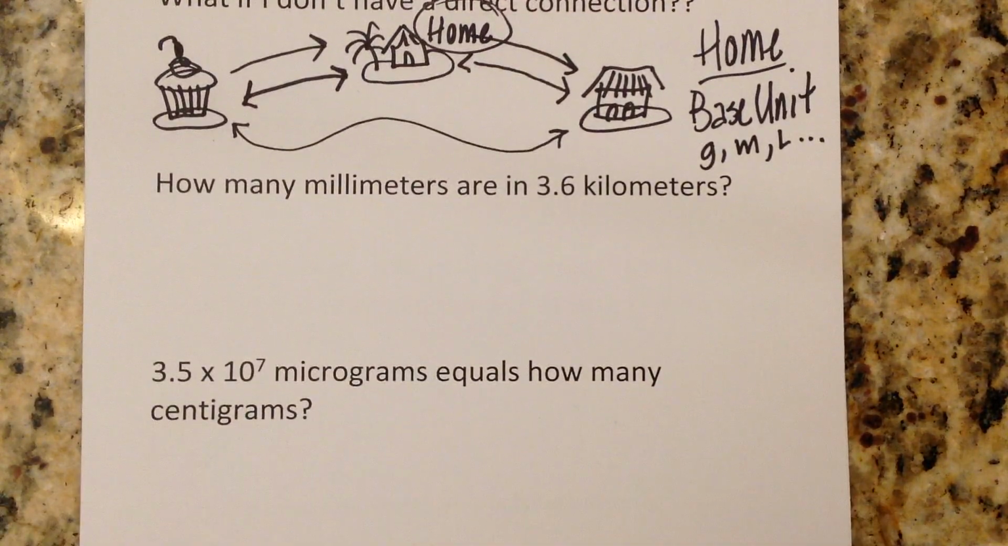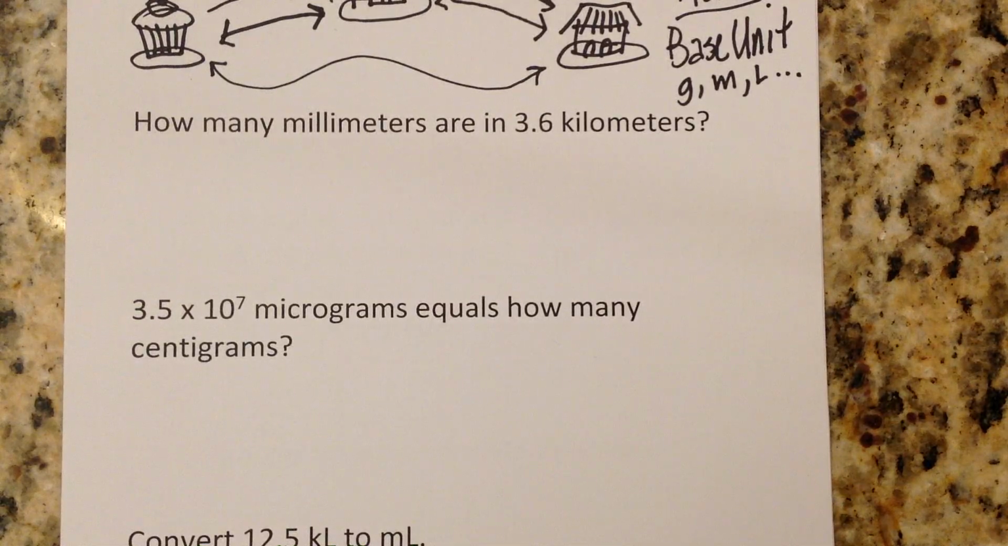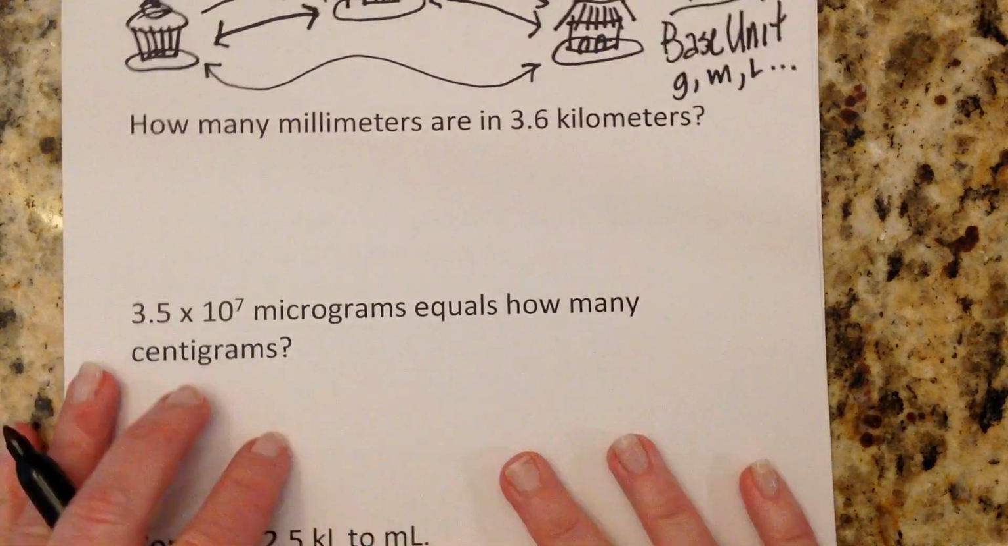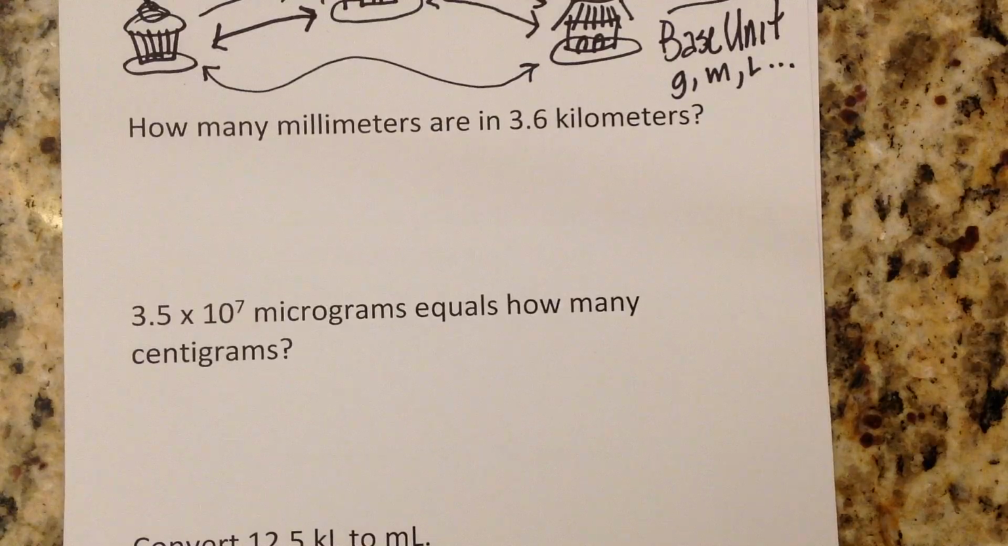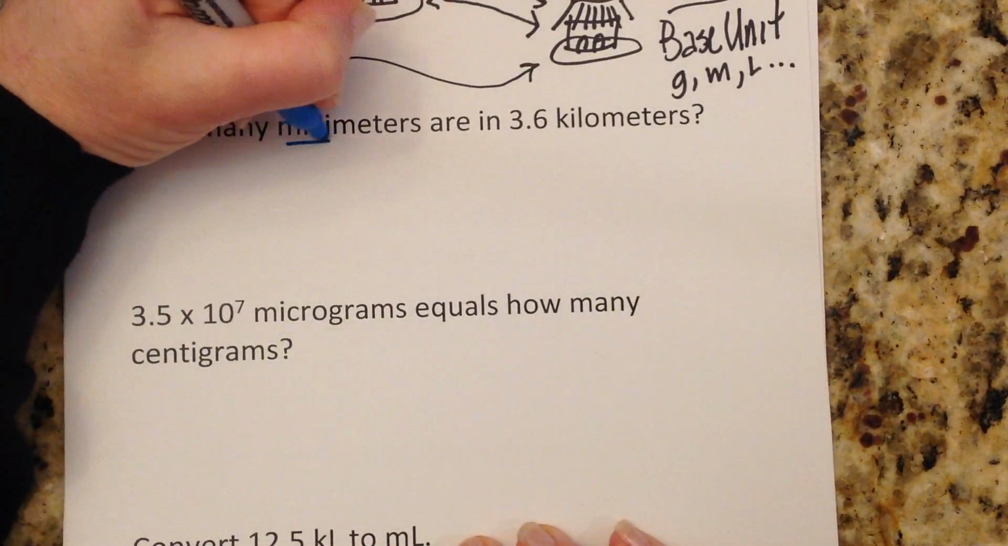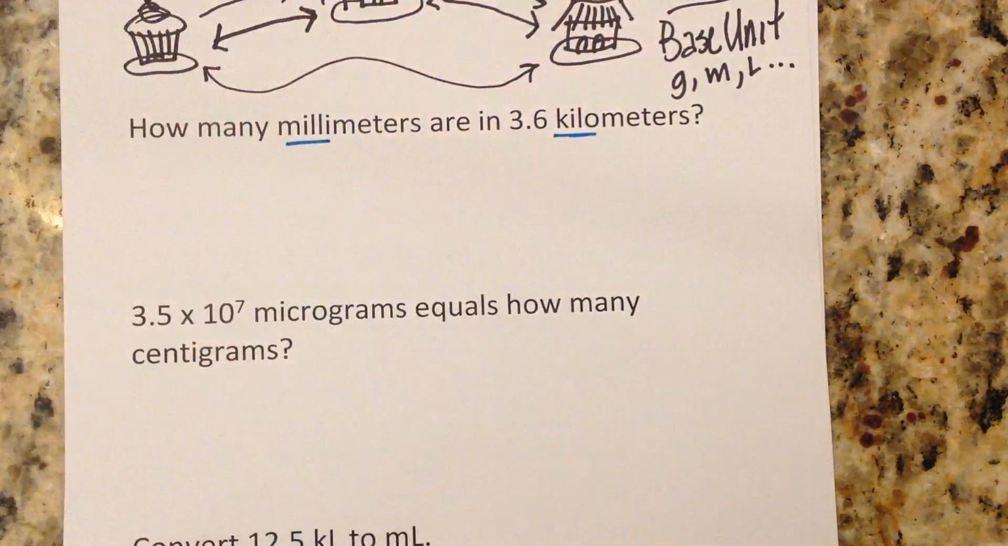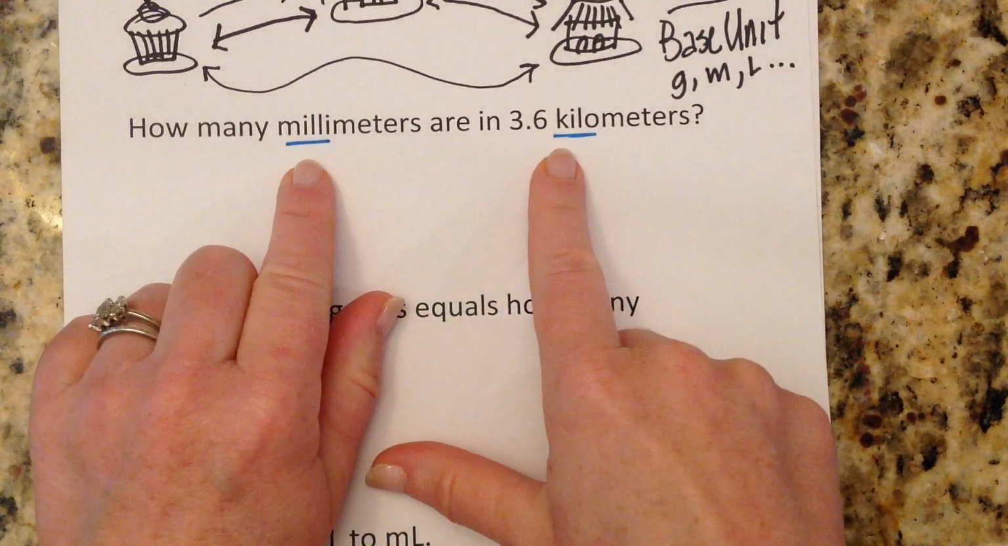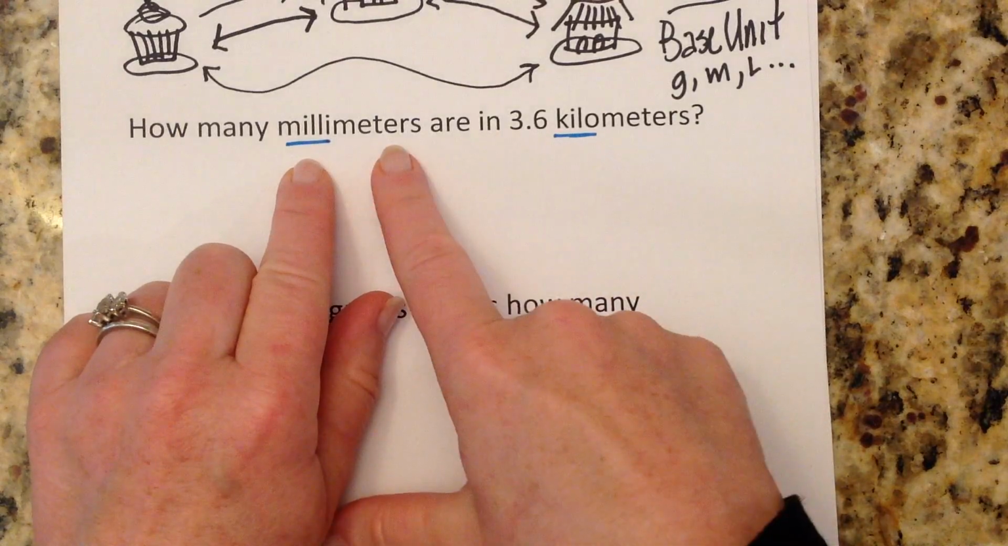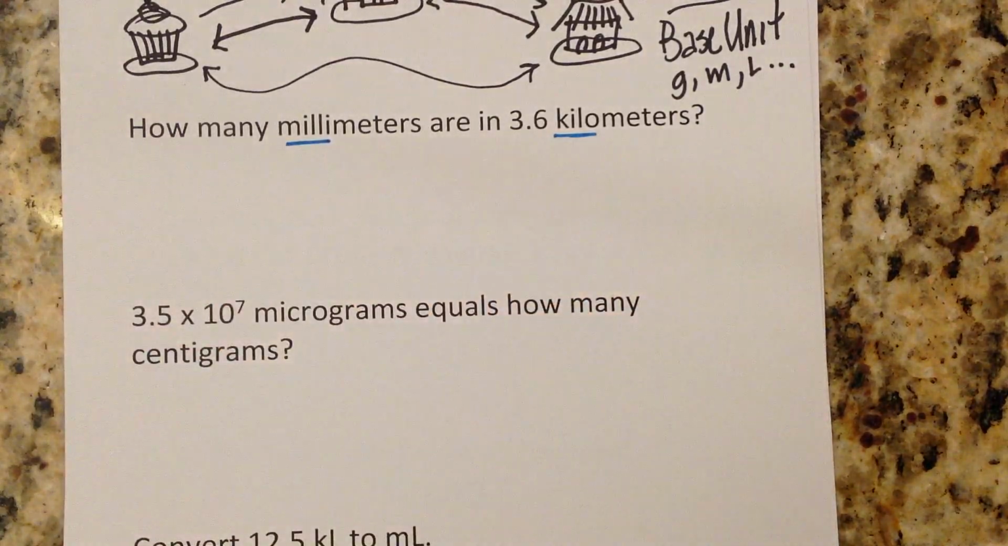So let's look at this first example. How many millimeters are in 3.6 kilometers? First thing that stands out to me is both of these have a prefix in the front. That tells me I don't have a straight shot. Now, there's probably somebody out there who knows how many millimeters are in a kilometer. Off the top of my head, I don't know, and I don't care. I don't want to know all the ratios out there. It's just too much. I just need to know the basic ones. So I'm going to have to go home, which in this case is going to be the meter, and then I can get to my goal.